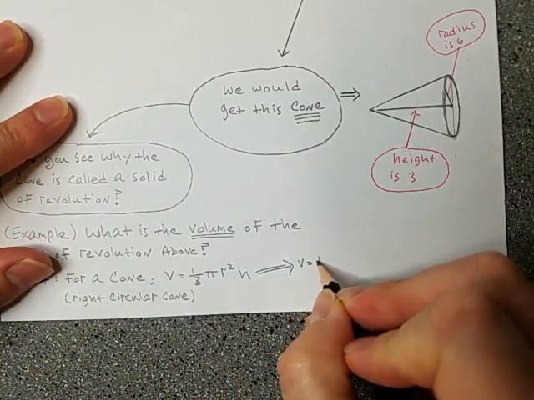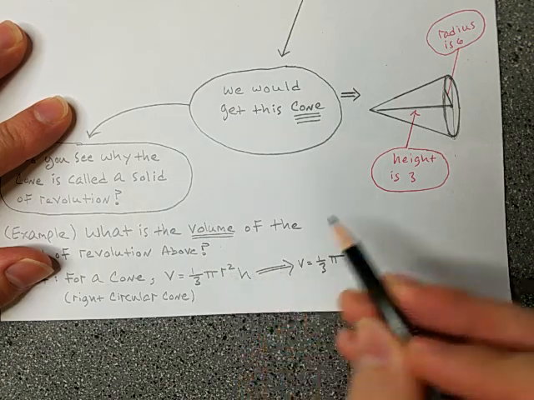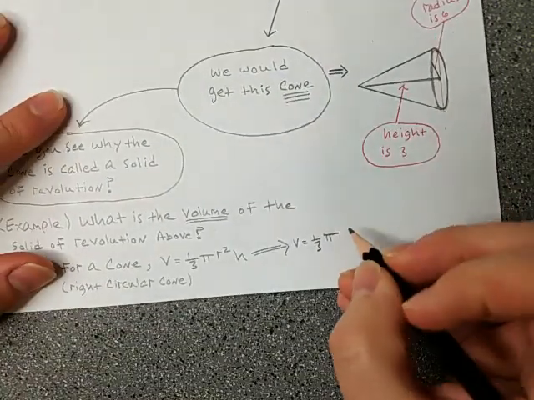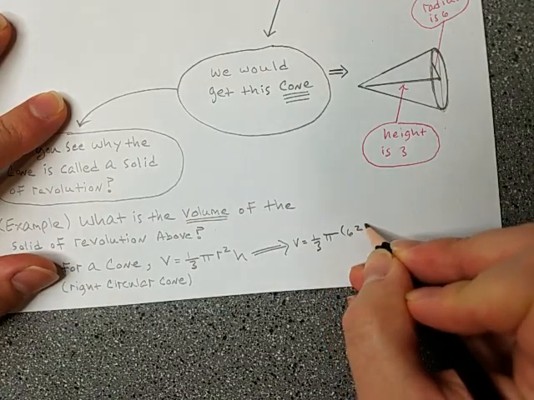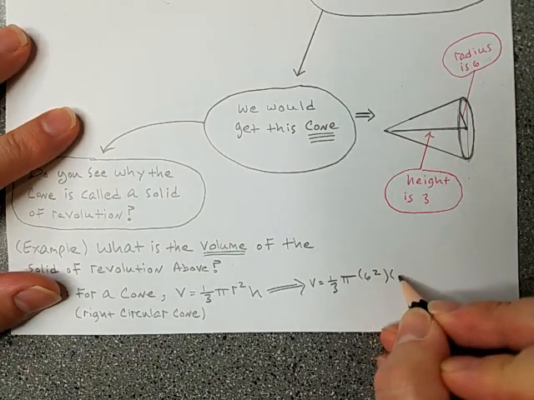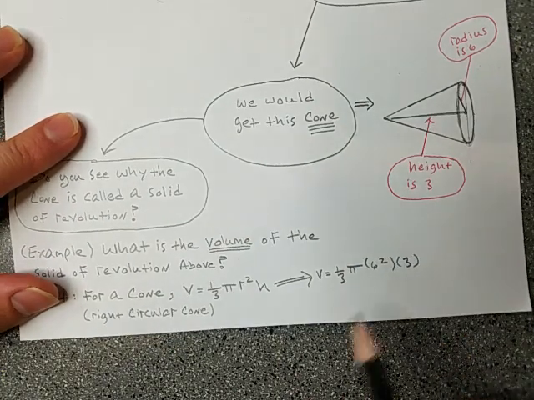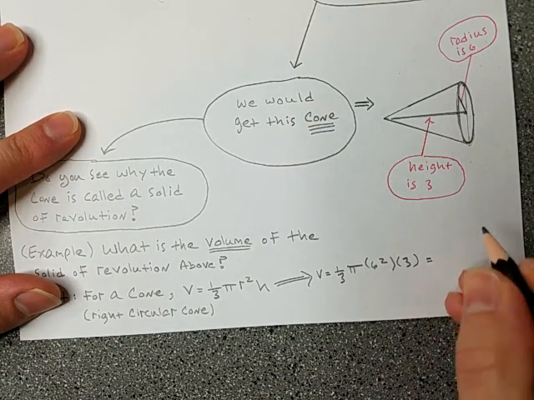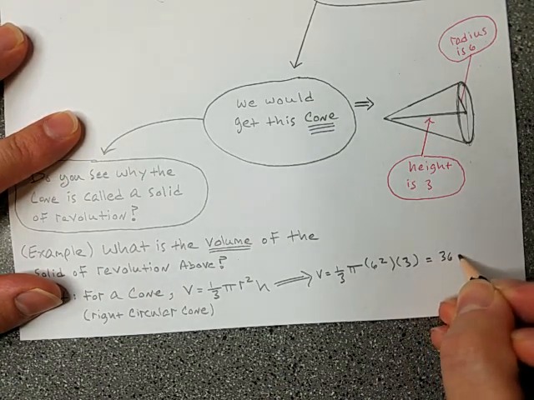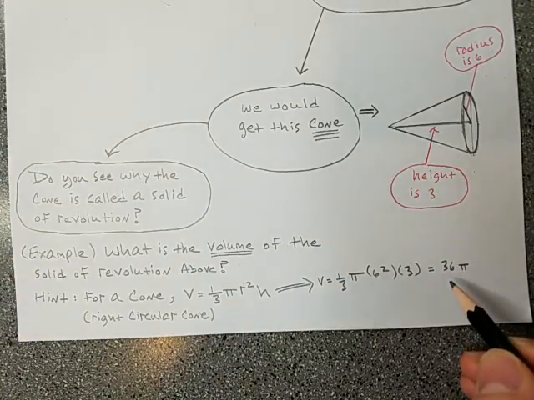Volume is 1/3 pi. Okay, so what's the radius? It's 6. So 6 squared, and then times the height, and we said the height was 3, so 3. And so I'll get 36 pi. The 3's will cancel out of that. So 36 pi. Okay, 36 pi what? Units of volume, all right?